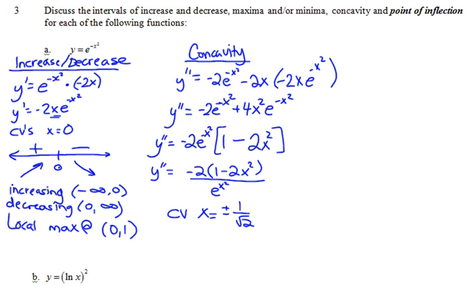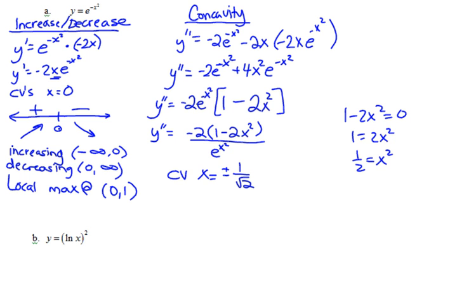Right, how would we get that? Well, you could just go ahead and set that equal to 0, and then divide, and then square root both sides. Kind of an ugly guy, not going to lie. Negative 1 over root 2, positive 1 over root 2.